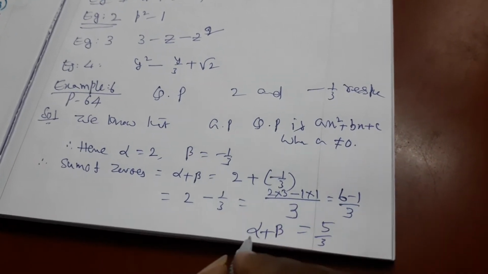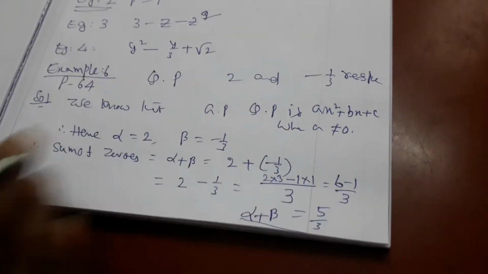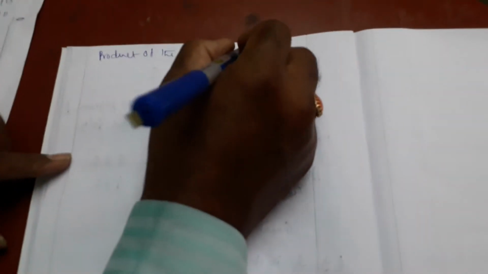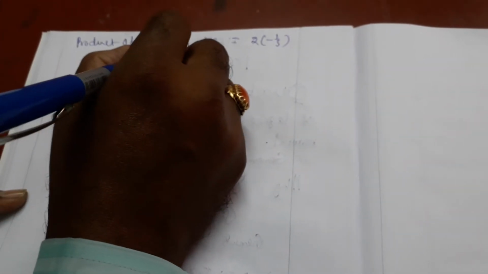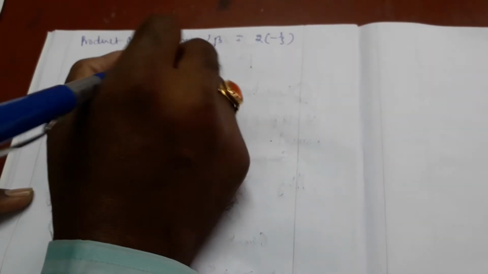Therefore we calculated alpha plus beta, the sum of the zeros, as 5 by 3. Then the product of the zeros, alpha beta, equals 2 into minus 1 by 3, that equals minus 2 by 3.